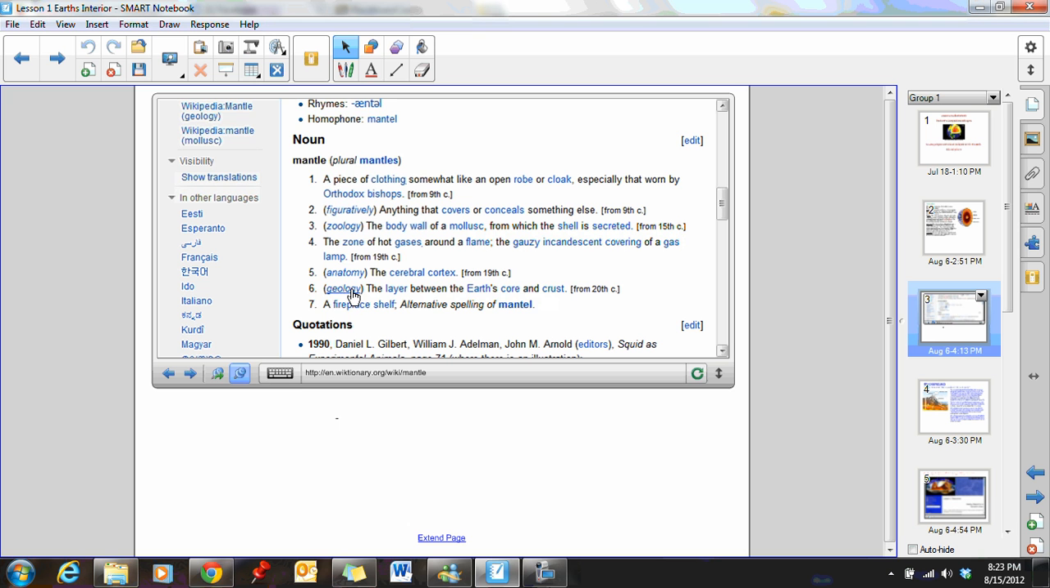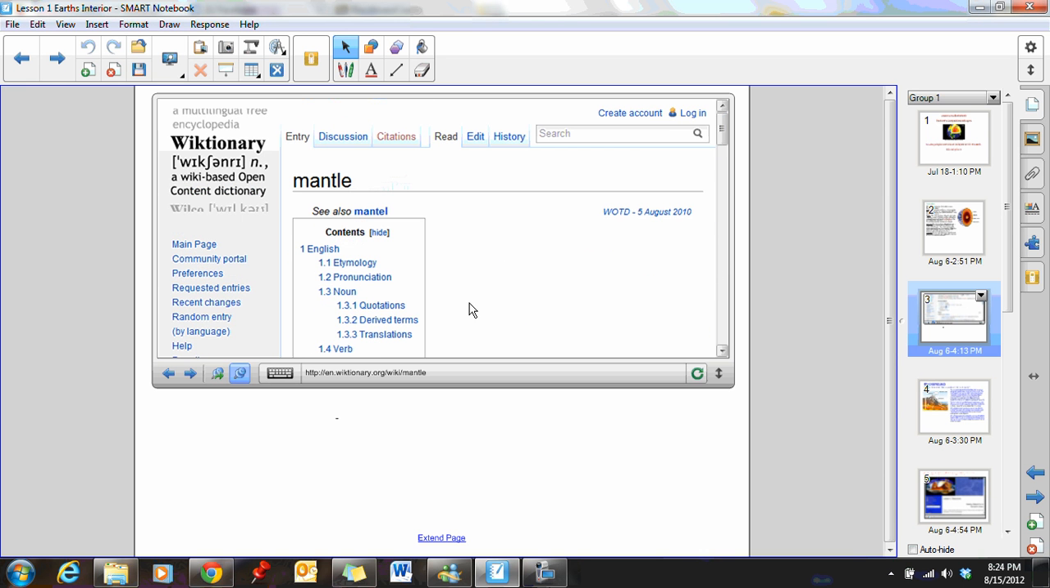Here in the geology one, which is the one that we're interested in today, the layer between the Earth's core and the crust. Okay, also a fireplace shelf. And doesn't a fireplace shelf cover the top of the fireplace? Doesn't it go over it? So it's really interesting sometimes when you're not sure about a word to look up the etymology of that word and find out more about the word to help you then better understand it. And the really neat thing about that is that when you do that, you really won't forget that word again. And then you might even have a little bit of background knowledge for the next time you come across a word that may even have parts of that word in it. So it's pretty neat. Okay, moving on.